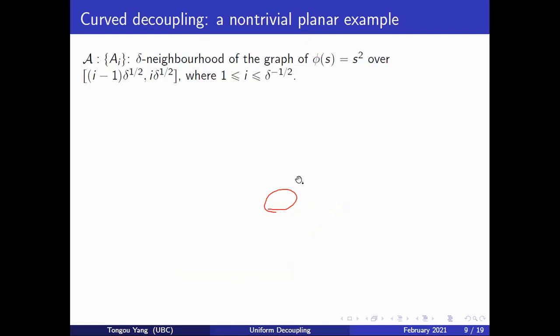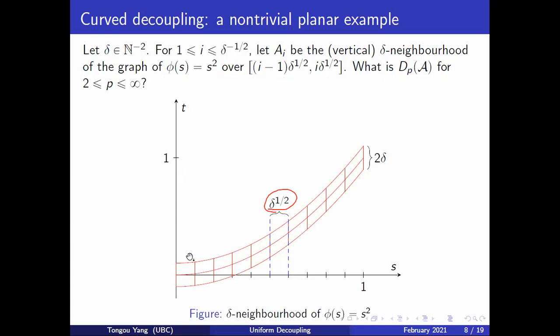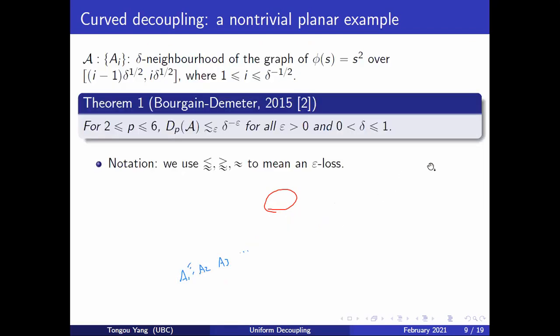But before that, let's first talk about what they have managed to prove. Each A_I is defined to be the delta neighborhood of the graph over this interval, like the one we saw before. So this one is A1, A2, A3, etc. And they are curved, which is very important. In this case, they have managed to show that the decoupling constant with respect to this set, script A, is bounded above by delta to the power minus epsilon for every epsilon positive.